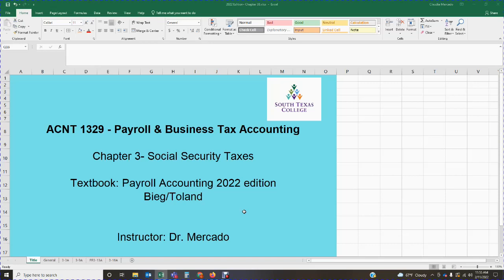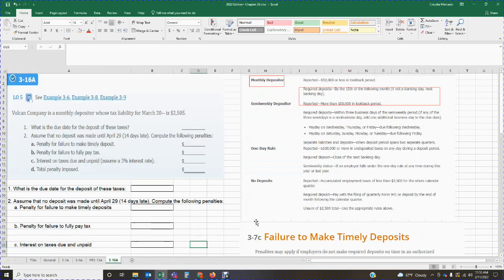Okay, so let's start with the last problem that I'm going to be covering with you for this particular week. This problem is problem 316, and it deals with a variety of penalties. It says, Vulcan Company is a monthly depositor whose tax liability for March is $2,505. What is the due date for the deposit of these taxes?